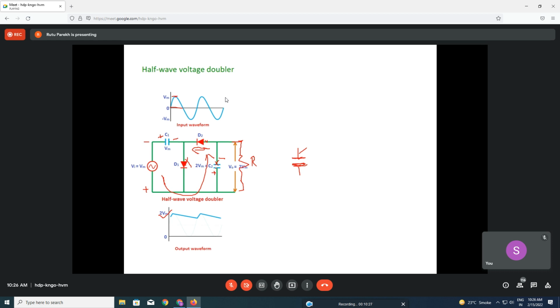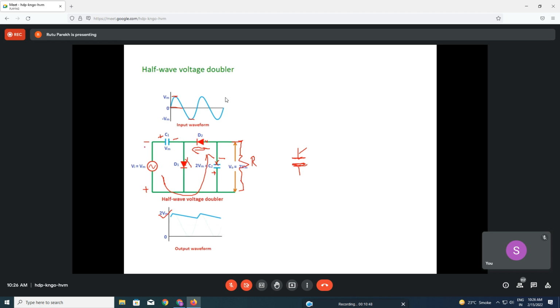So please, two times the VM. Why 2 times? Because when it goes to the negative peak, it is VM, and this capacitor will charge up to the peaks. After 1 or 2 cycles, now it will give you the output. I will just explain it. So this is minus, plus, minus, plus.